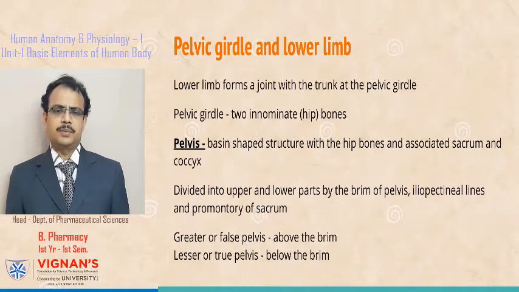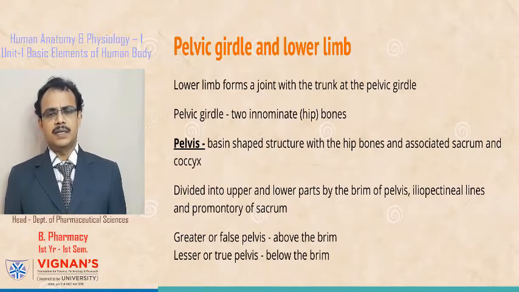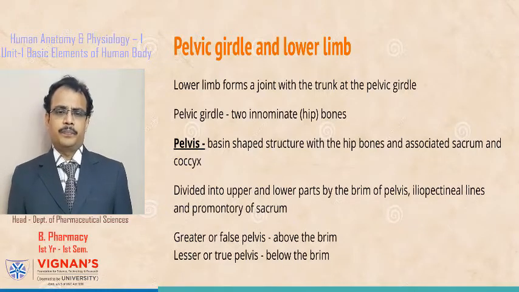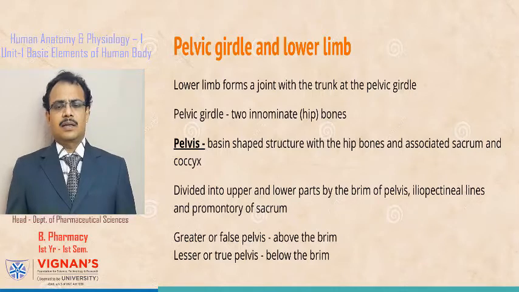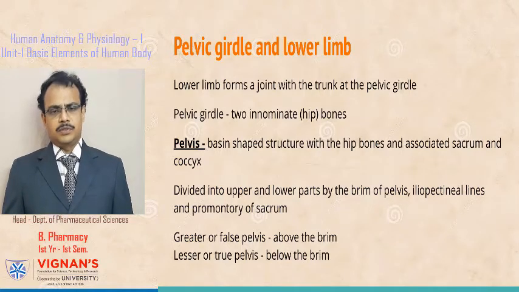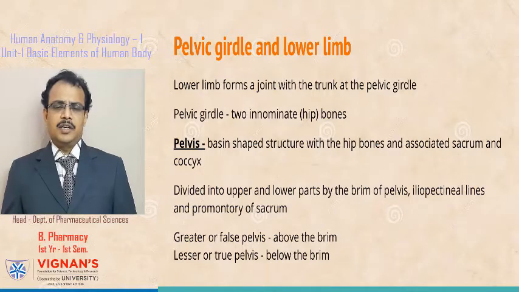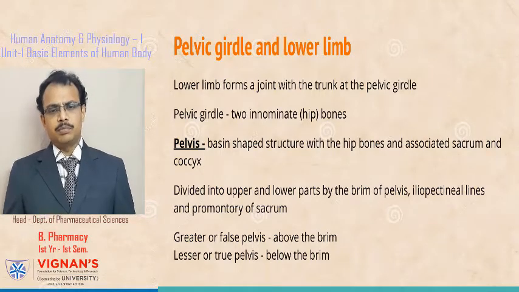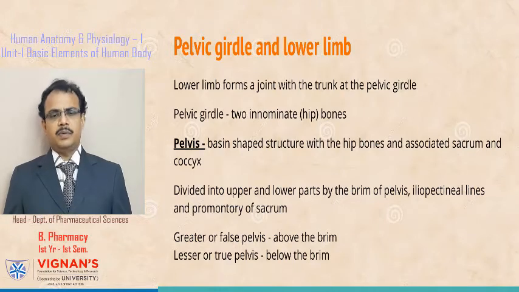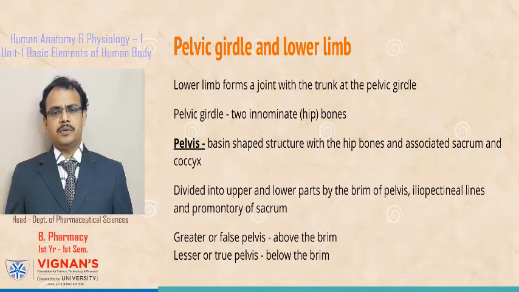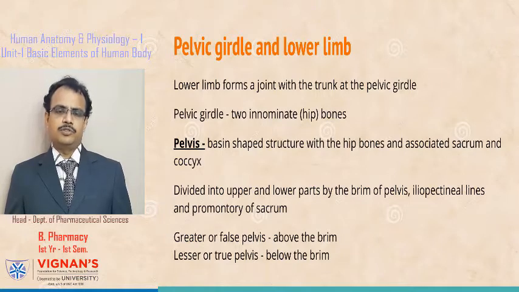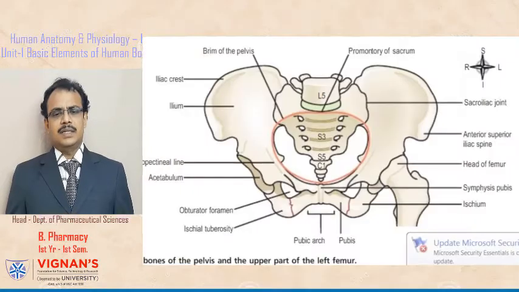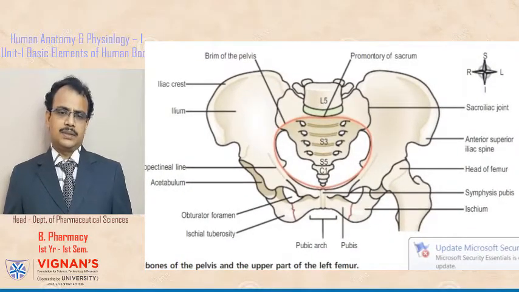Now we will see about the bones of the pelvic girdle and lower limbs. The pelvic girdle consists of 2 bones, which are also called innominate bones or hip bones. These 2 innominate bones along with the sacrum and coccyx together are called the pelvis. The innominate bone is formed by a fusion of 3 different bones, which are the ilium, ischium and pubis.